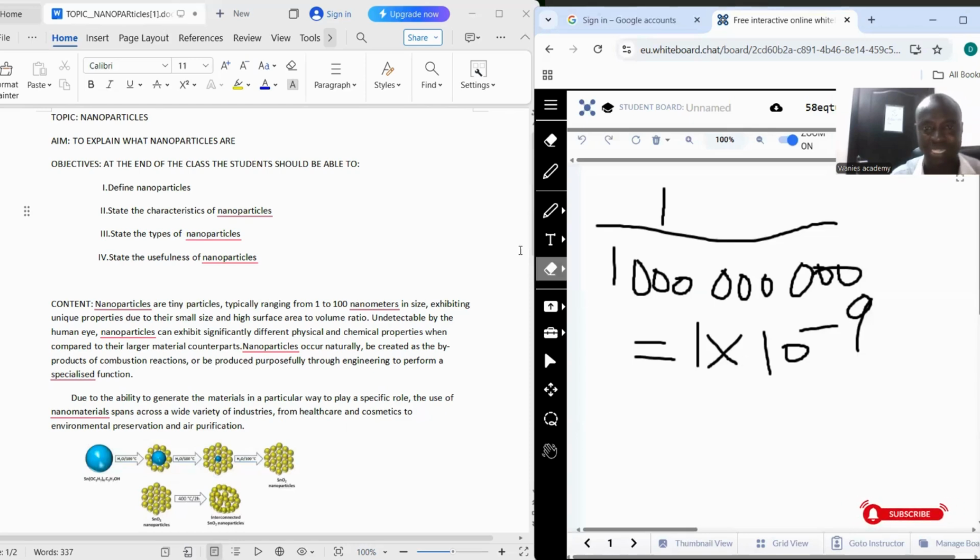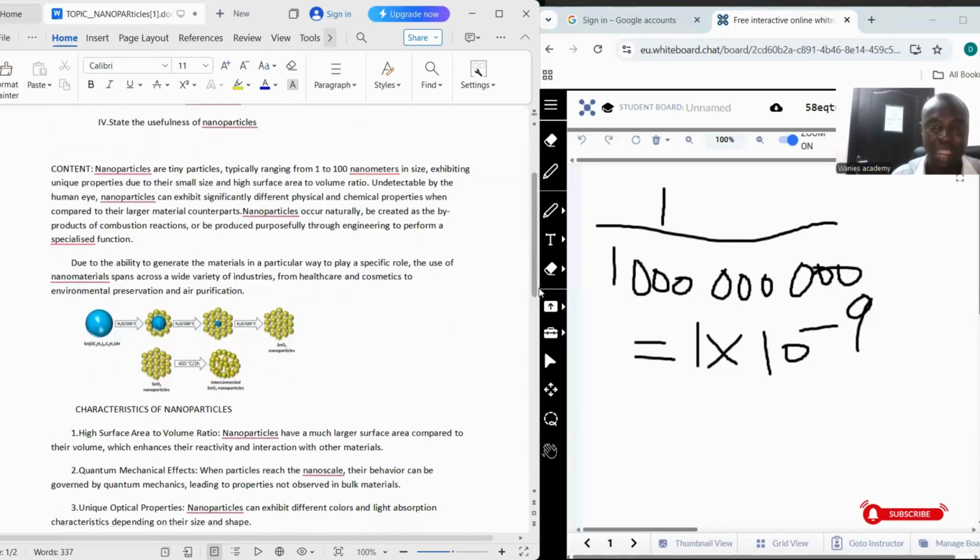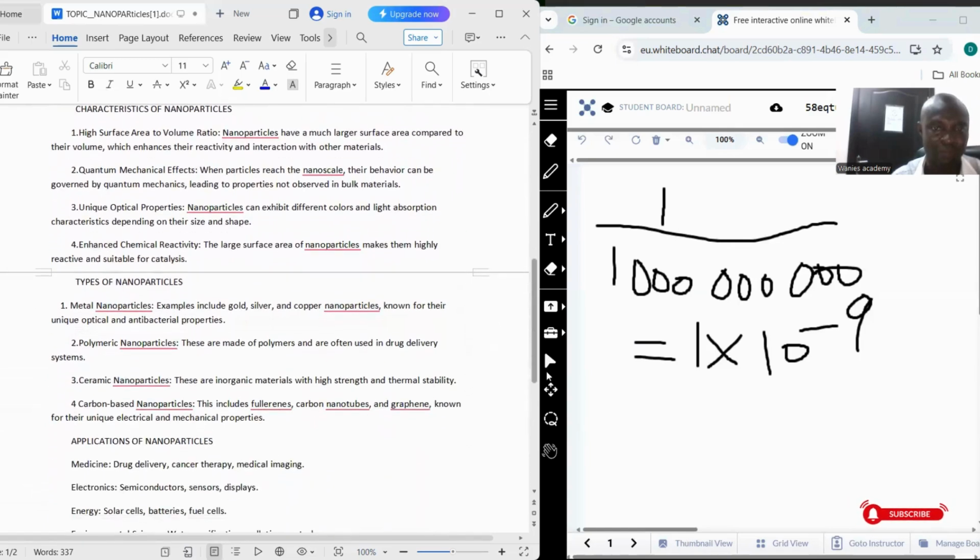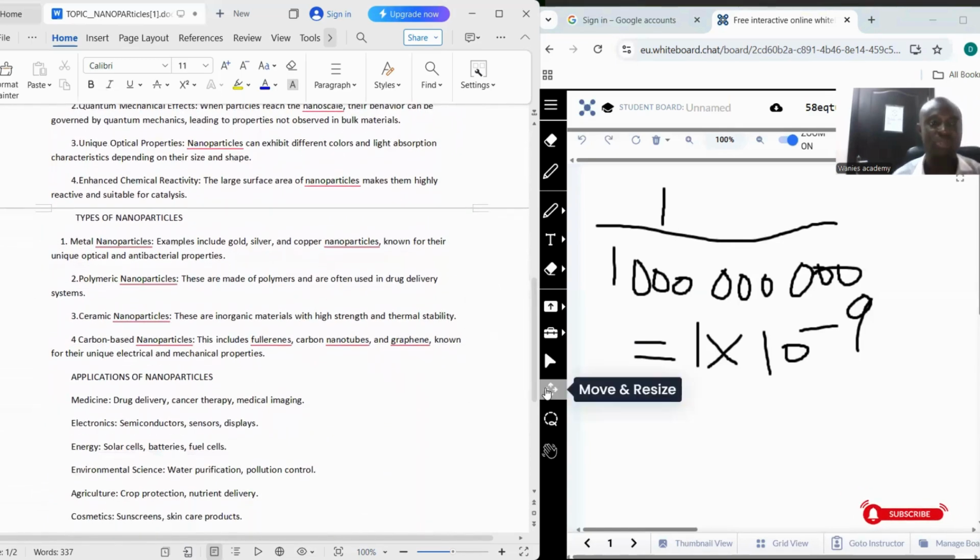All right, so I have explained this. Now let's go to the different types of nanoparticles. We have a number of different types. For example, we have metallic nanoparticles. These are known to have unique optical and antibacterial properties. For example, we can have gold, silver, and copper converted to nanoparticles. They have very unique optical properties, that means properties associated with light and colors unique to them.